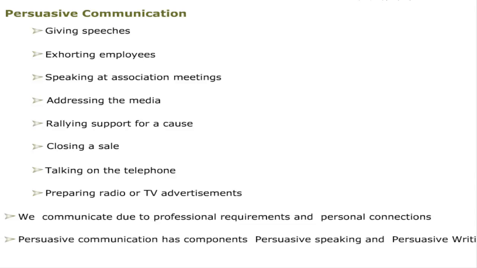Persuasive communication has two basic components, that is, persuasive speaking and persuasive writing. Here we discuss elements and principles of persuasive speaking only. Elements of persuasive speaking. In this, consider these factors.